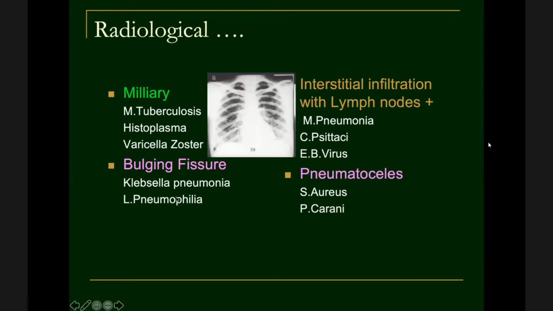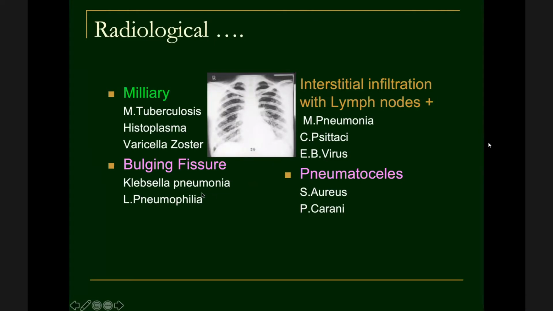Then coming to another one, miliary. Miliary mottling is like small millet-like seeds, like opacities, where you can see dot pictures in the whole chest. The differential diagnosis of miliary is miliary tuberculosis. Another is histoplasmosis, and then varicella zoster. You can also find miliary mottling in these.